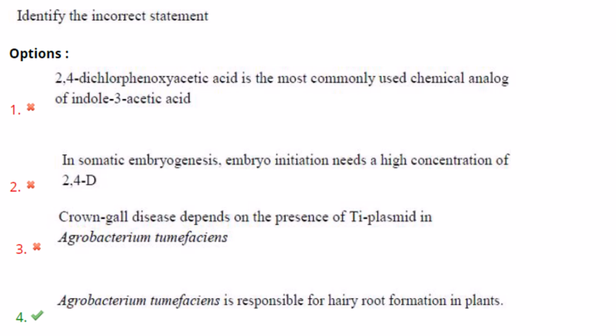Then, Agrobacterium tumefaciens is responsible for hairy root formation in plants. That is not correct, because it is Agrobacterium rhizogenes which is responsible for hairy root formation in plants. Agrobacterium rhizogenes has the Ri plasmid, which causes this hairy root formation. So 4 is the incorrect statement, and that is your answer.